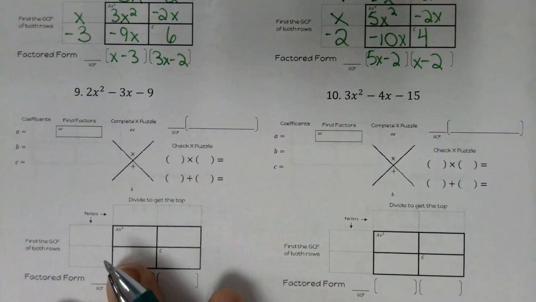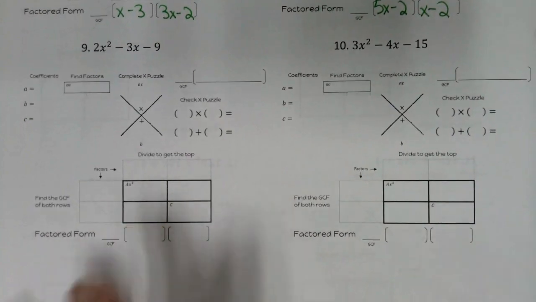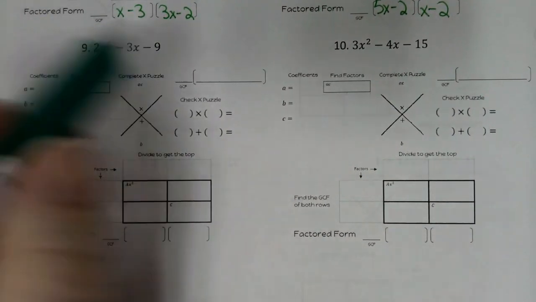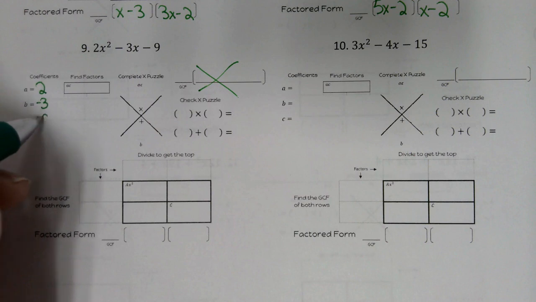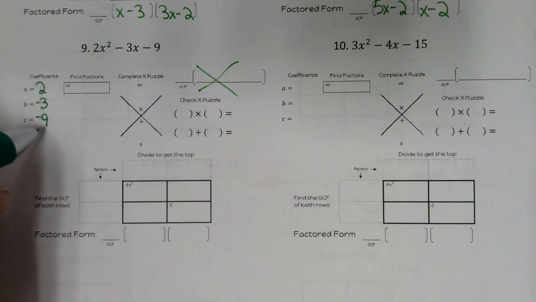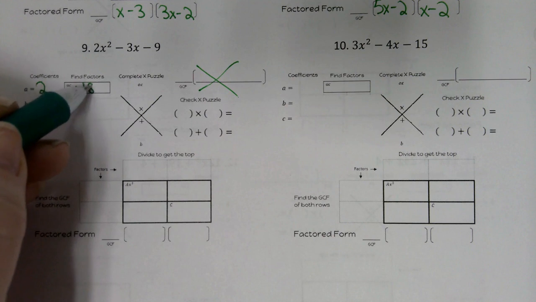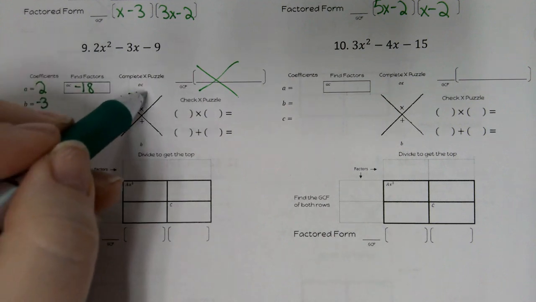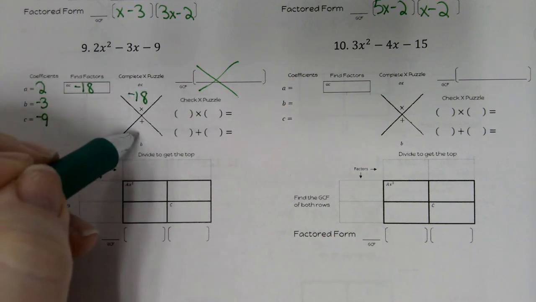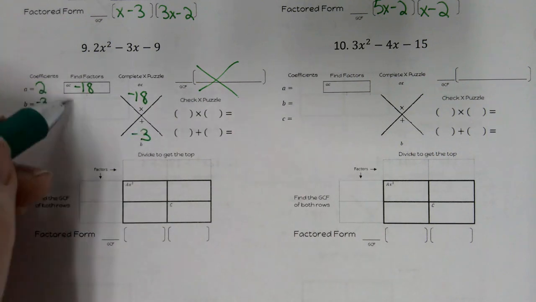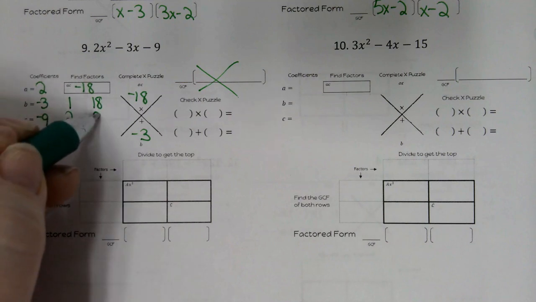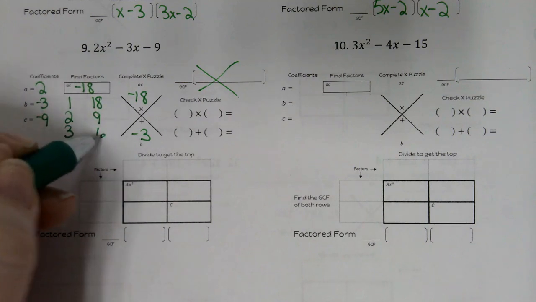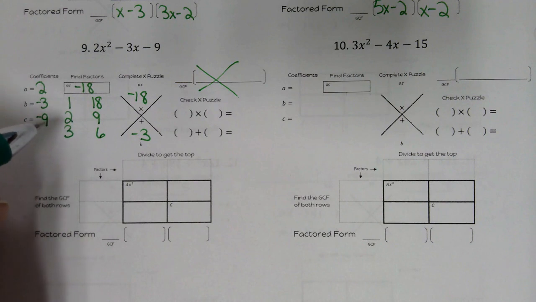Number 9 and number 10. Check to see if I can take something out of all the pieces, and unfortunately I can't. So A is 2, B is negative 3, C is negative 9. A times C leaves me with negative 18. So negative 18 is the top, and negative 3 will make up the bottom. Factors of 18 include 1 and 18, 2 and 9, 3 and 6, and that's all the factors.